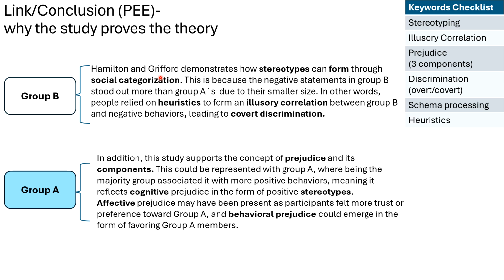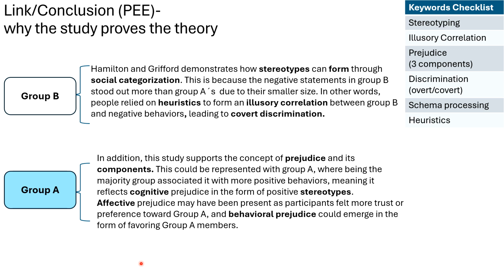So for example, here our point is that Hamilton and Gifford demonstrate how stereotypes can form through social categorization. So basically, in other words, Hamilton and Gifford proves the theory of stereotype formation. Okay? Then we talk about the results as our evidence. So negative statements in group B stood out more than in group A. Okay? So we're talking about the results as our evidence and giving explanations. So this means people relied on heuristics to form an illusory correlation between group B and negative behaviors. So we do that while using all the keywords.